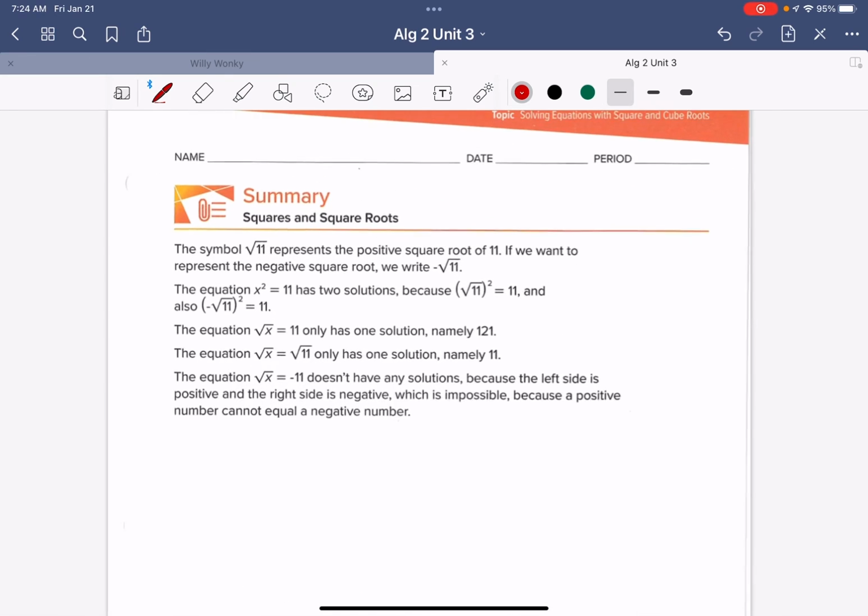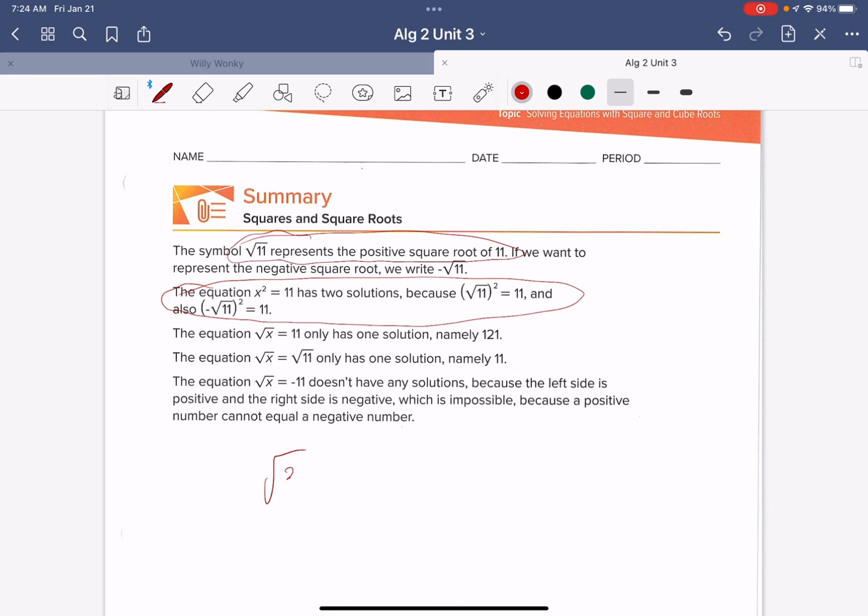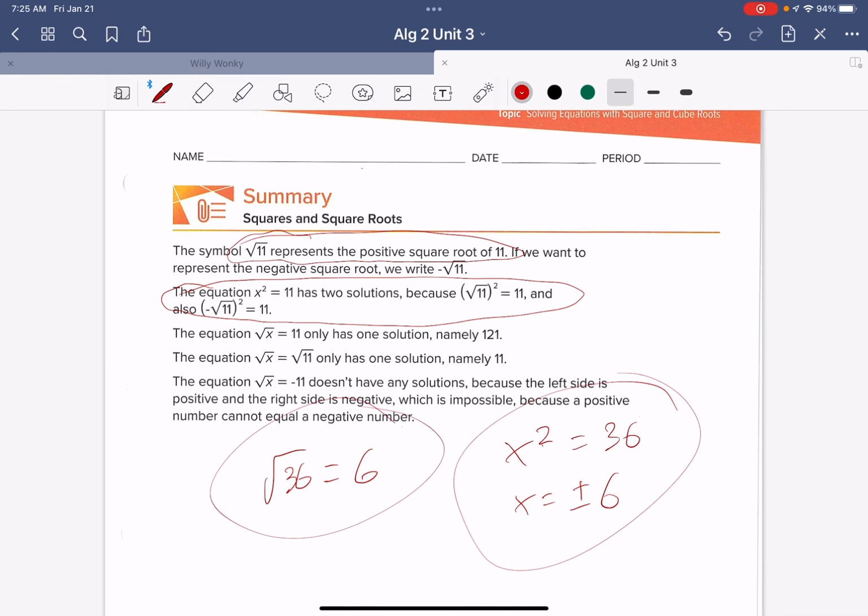Okay, the orange page is basically reiterating what we talked about. If you square something and it equals a positive number, there's two solutions. If you're just looking at the square root of 11, it's just the square root of 11. There's no plus or minus to that. If we want the negative, we'd have to put it in the front. But if we just have square root of 36, that is 6. But if I have x squared is 36, then I say x is plus or minus 6, because there's two solutions for this, just one answer for that. And that's kind of separating that out.